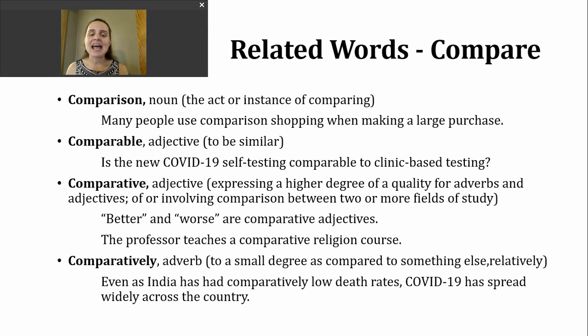Even as India has had comparatively low death rates, COVID-19 has spread widely across the country. So this sentence comes from a news story that I was reading, and I believe they were comparing the death rates in India to several other countries and saying comparatively the number of people who die is lower, not as high, but there is still massive spread throughout the country.